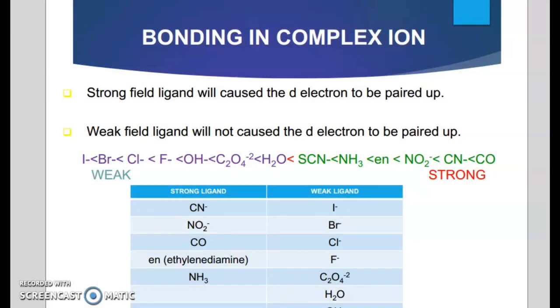Bonding in complex ions: a strong field ligand will cause the d electrons to be paired up, while a weak field ligand will not cause the d electrons to be paired up. So these are the weak ligands and this is an example of the strong ligands. This is an example of the strong ligands and this is the weak ligand.